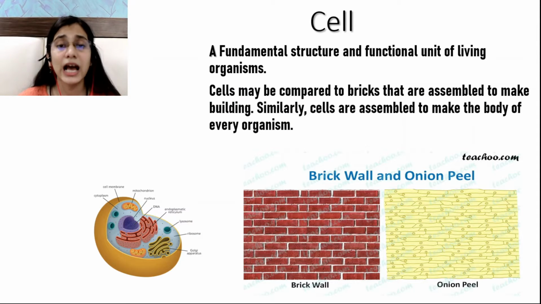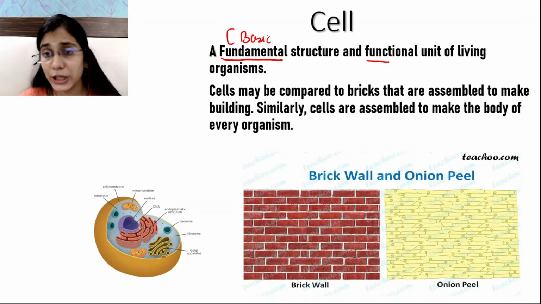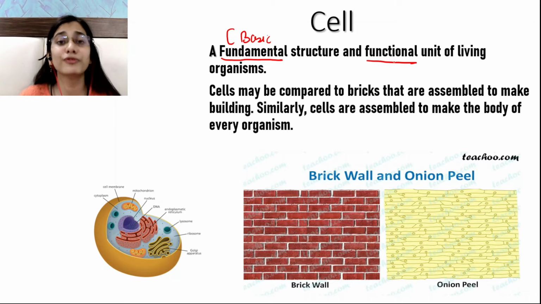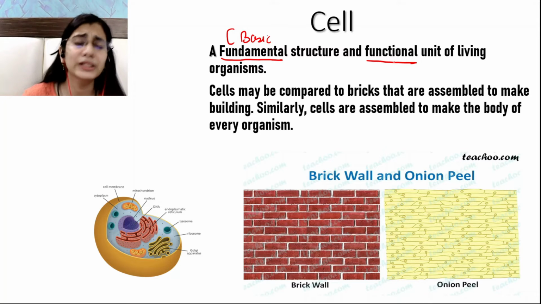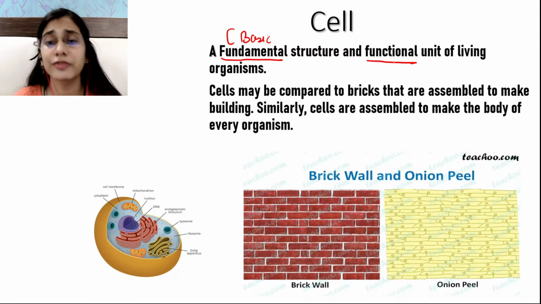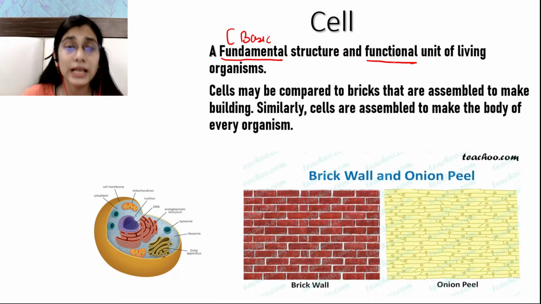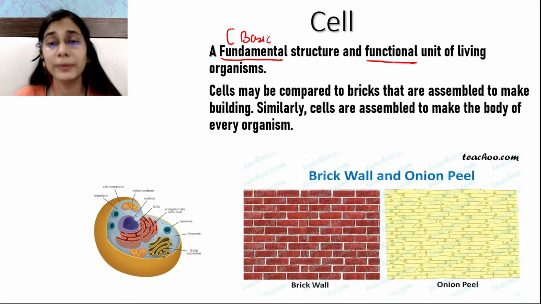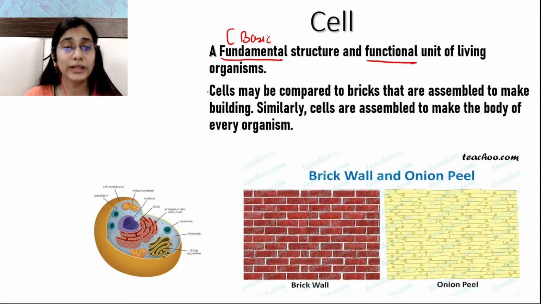So, cell, a fundamental structure. Fundamental structure means the basic structure, and functional unit. Functional unit means it is capable of performing its own functions, different life processes, for example, digestion, excretion, respiration. So a cell is able to perform all these individually. So it is a functional unit also of living organisms.